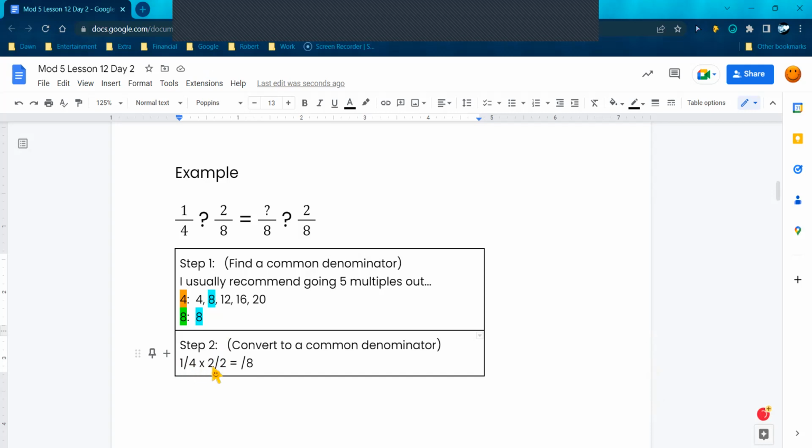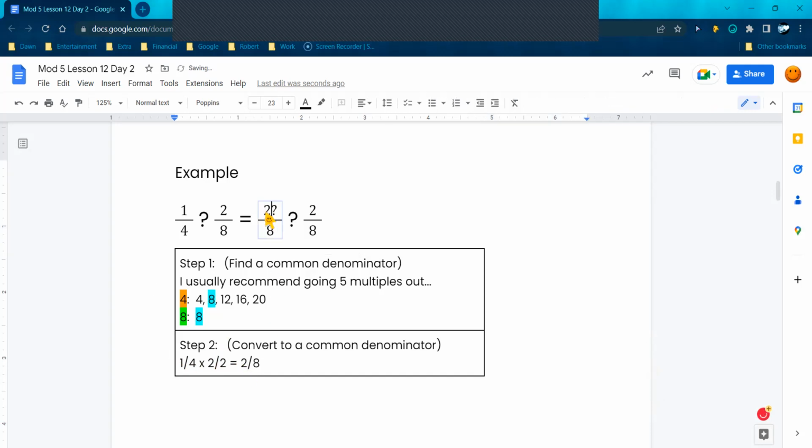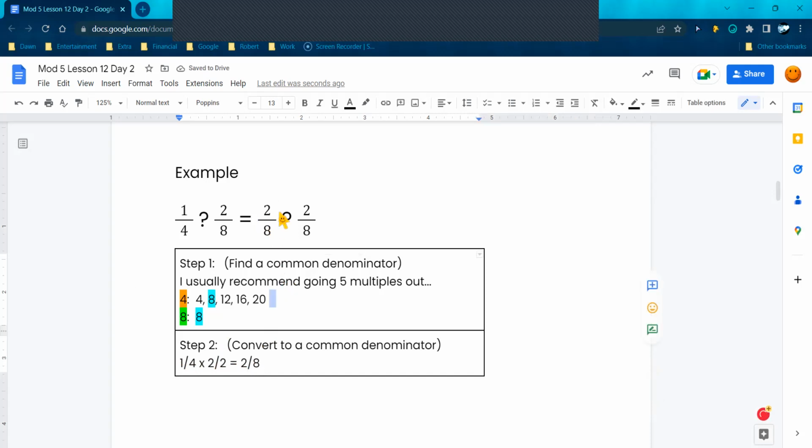So now we do 1 times 2, which gives us 2. Now I take this 2 and put it in the first fraction at the top to see, and now we'll compare our fractions. 2/8 blank 2/8. That equals, you guys. So I can say that 1/4 equals 2/8, and 2/8 equals 2/8.